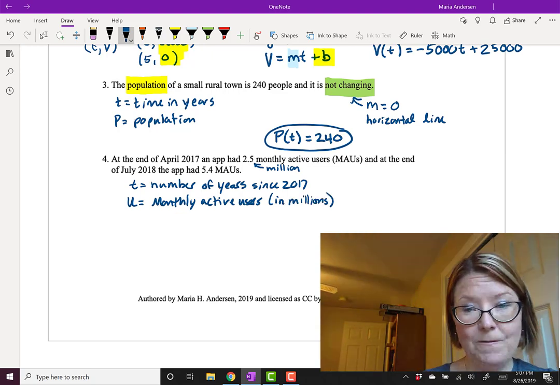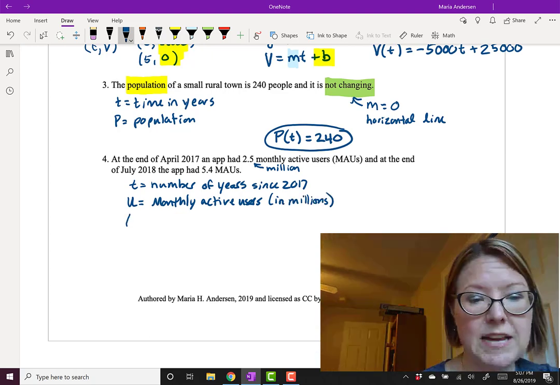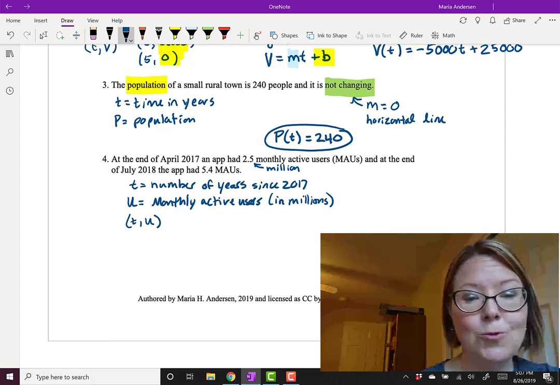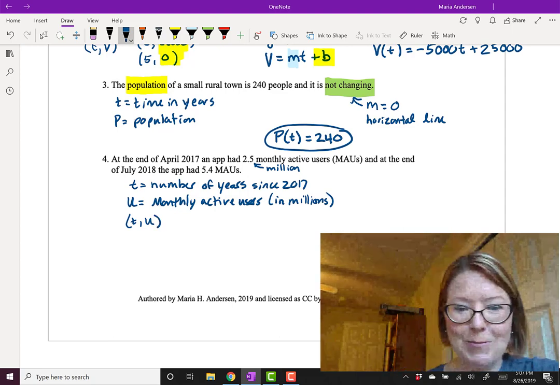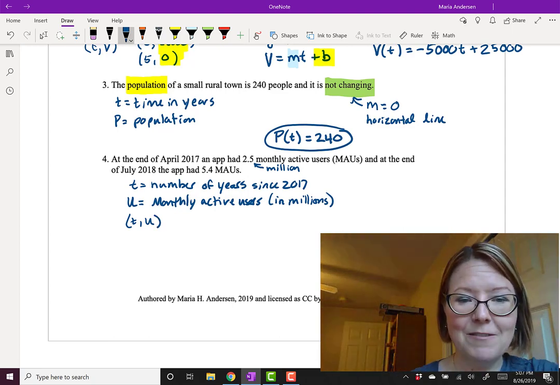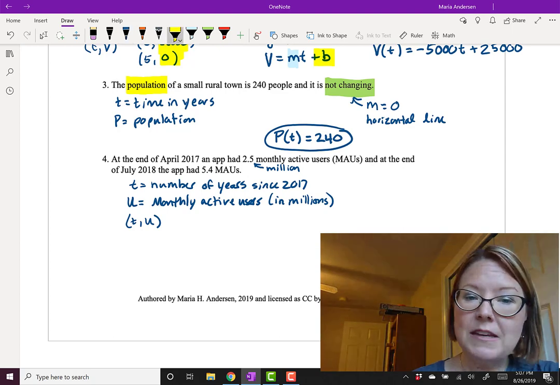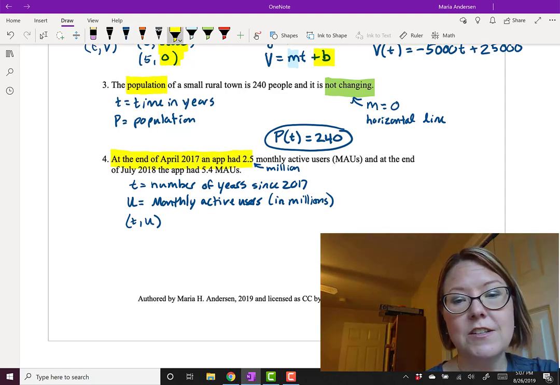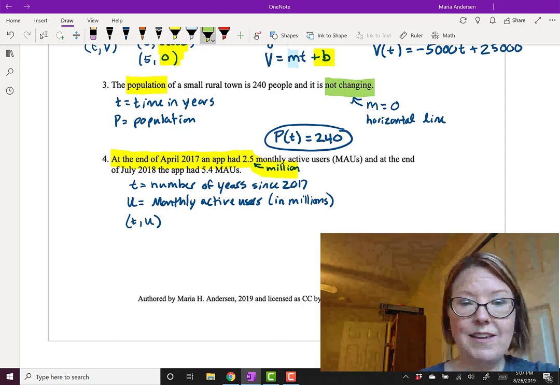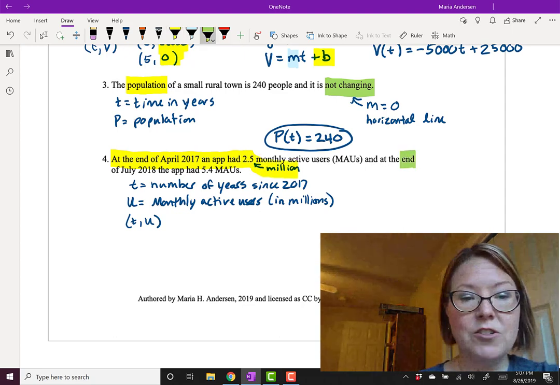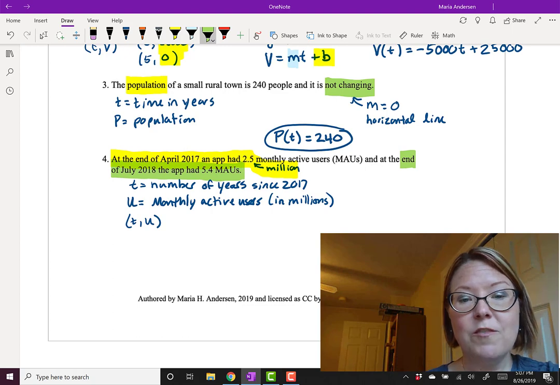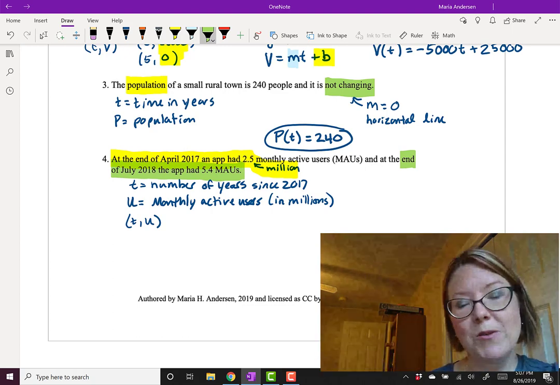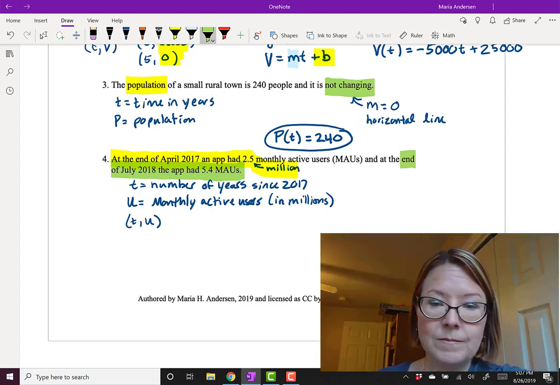Any points for our scenario will be represented by T comma u, time being the independent variable and u being the dependent variable. In this case, we're really being given 2 points. We have the end of April 2017 and 2.5 million users. And then we have the end of July 2018 and 5.4 million MAUs. Again, the million is missing in this problem, but it should be there.